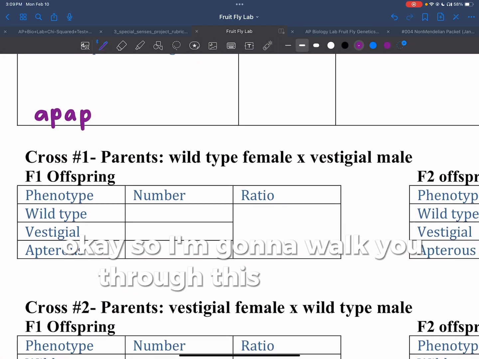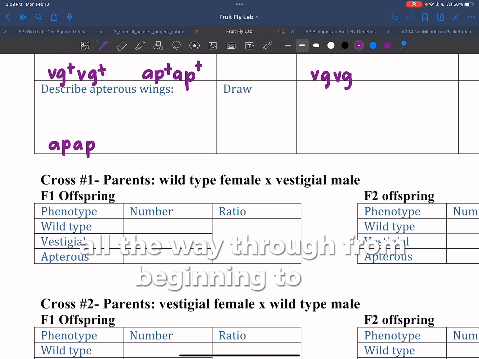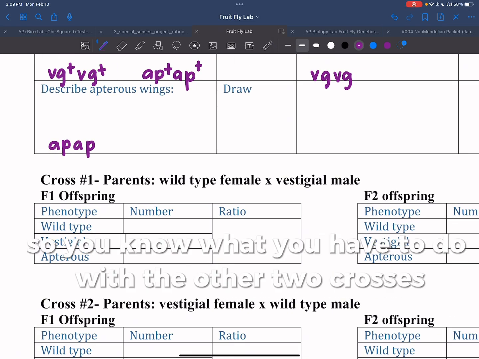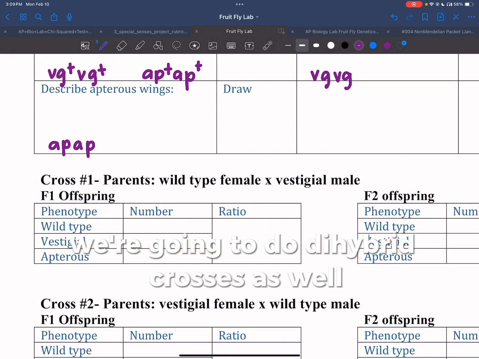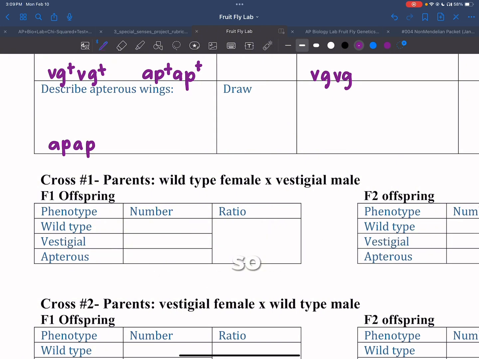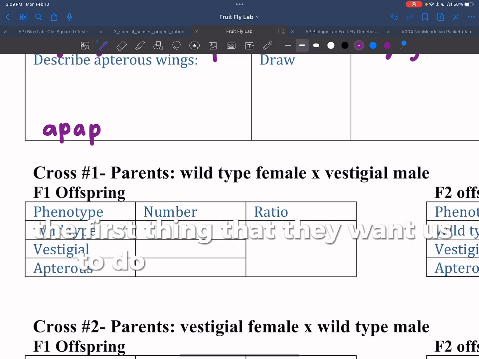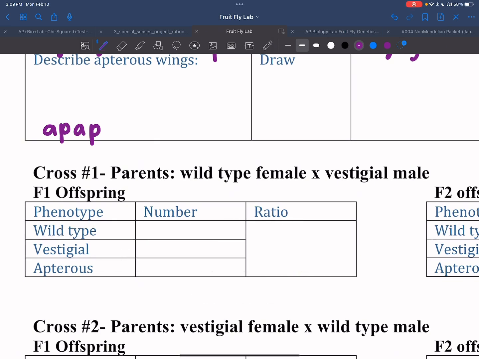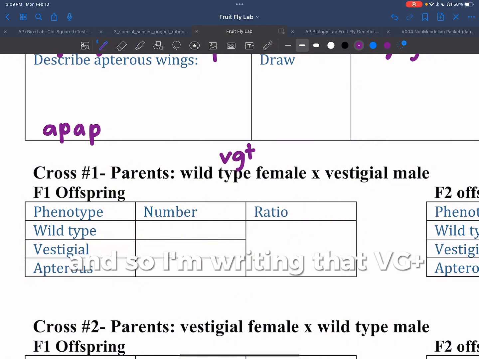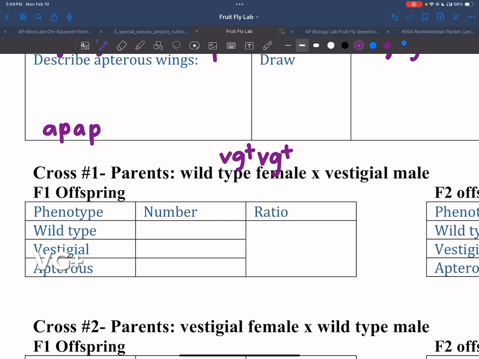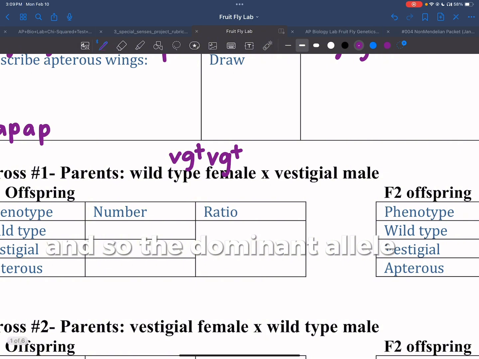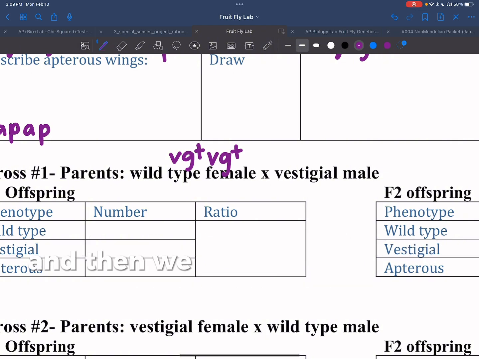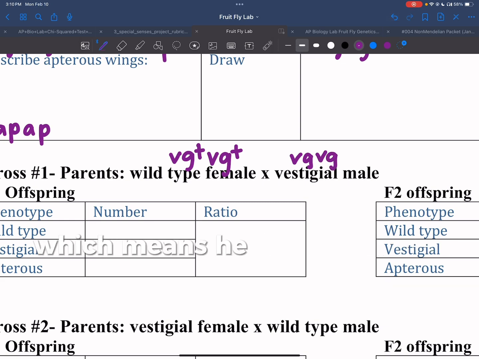Okay, I'm going to walk you through this first cross all the way from beginning to end, so you know what you have to do with the other two crosses. We're going to do dihybrid crosses as well, but we're starting with the simple ones. The first thing they want us to do is cross a wild type female with a vestigial male. I'm writing that VG plus, VG plus. Why? Because it's a wild type, but we're crossing it with a vestigial, and so the dominant allele for that would be VG plus. And then we have a vestigial male, so that means he's homozygous recessive, which means he doesn't get the plus signs.